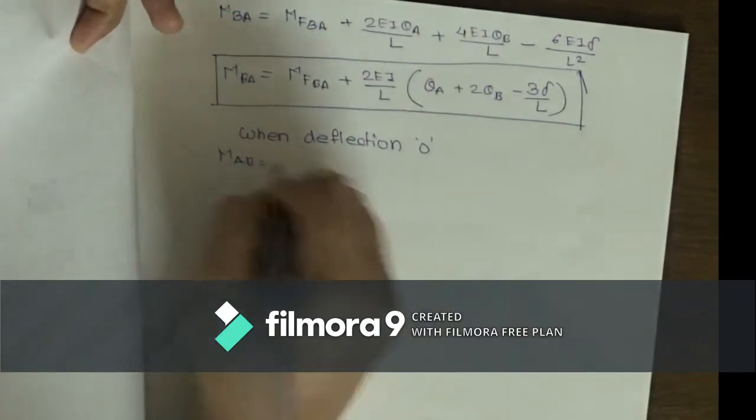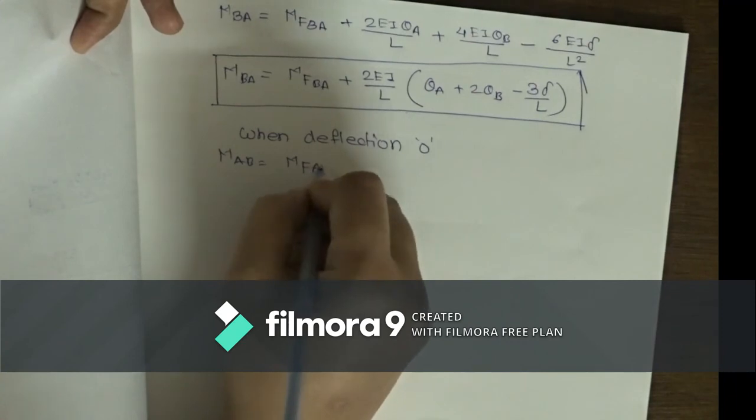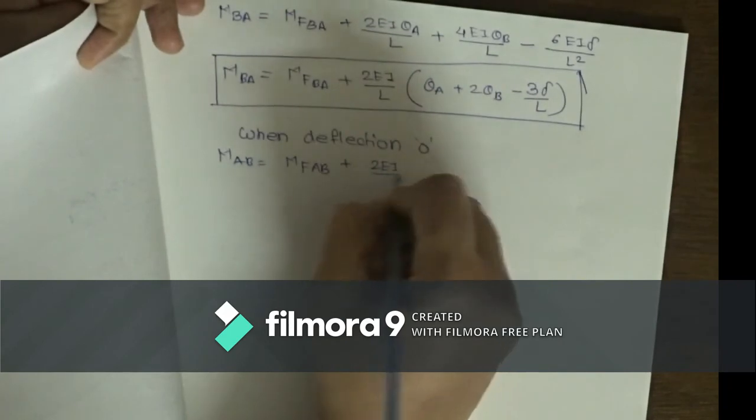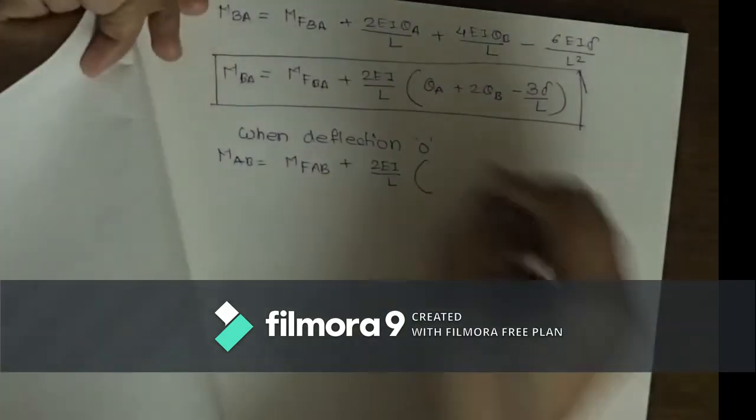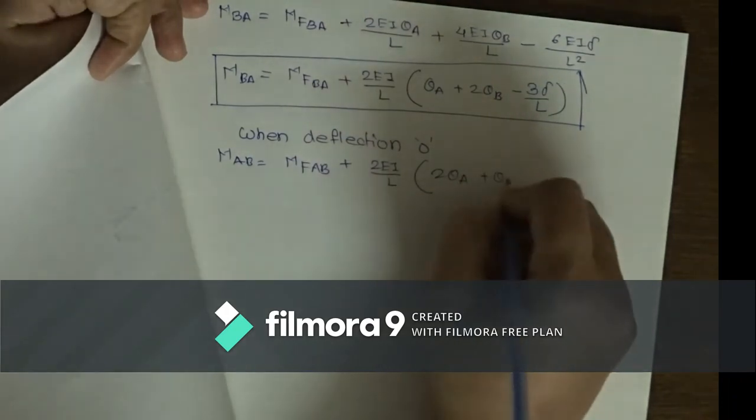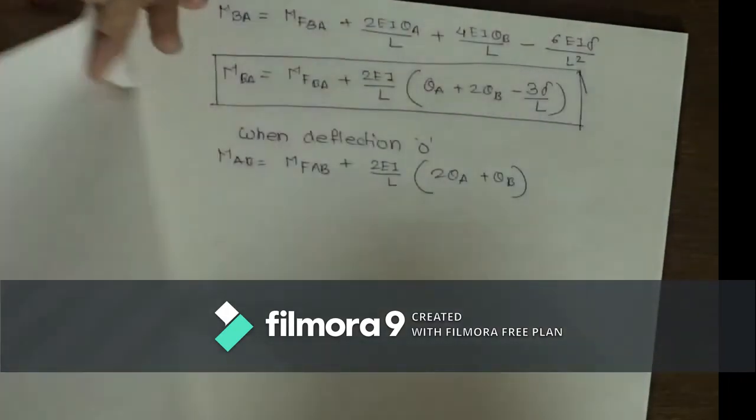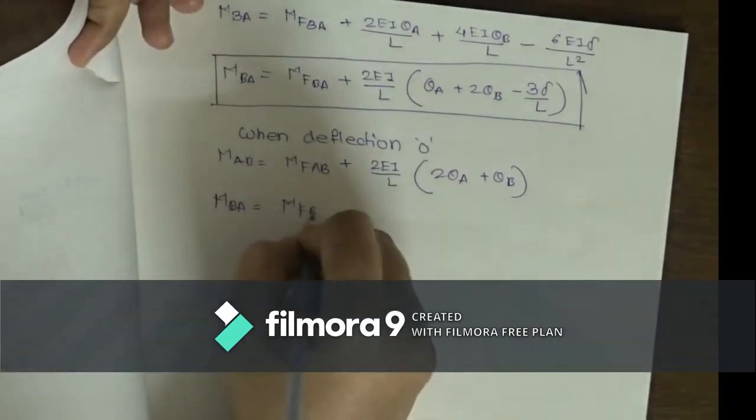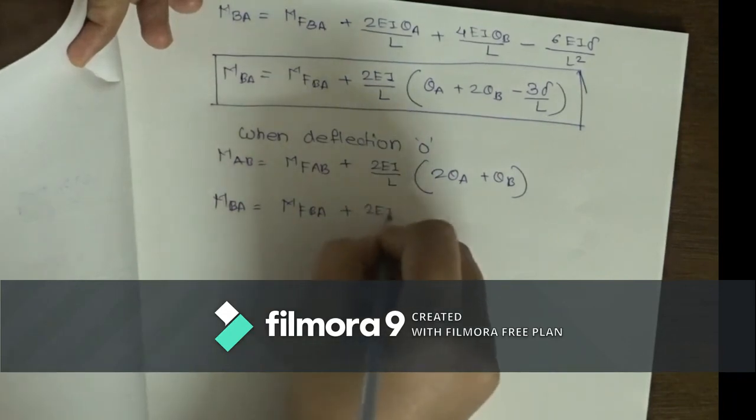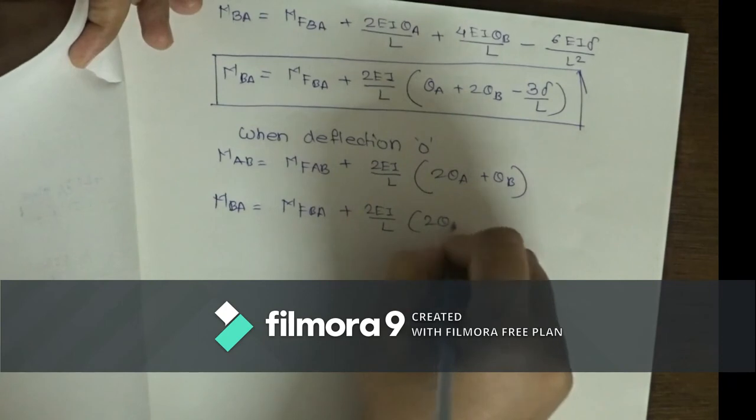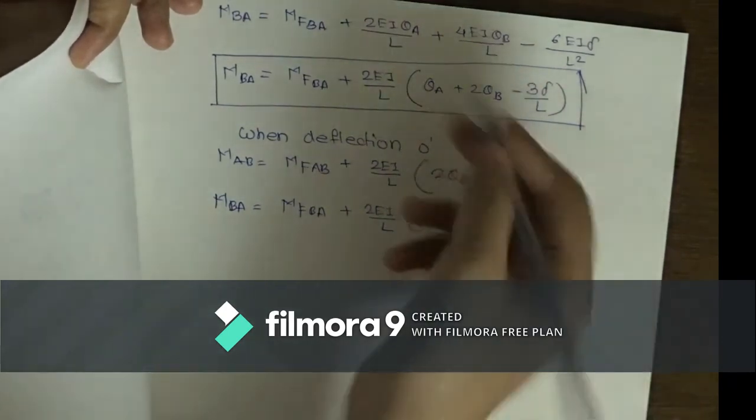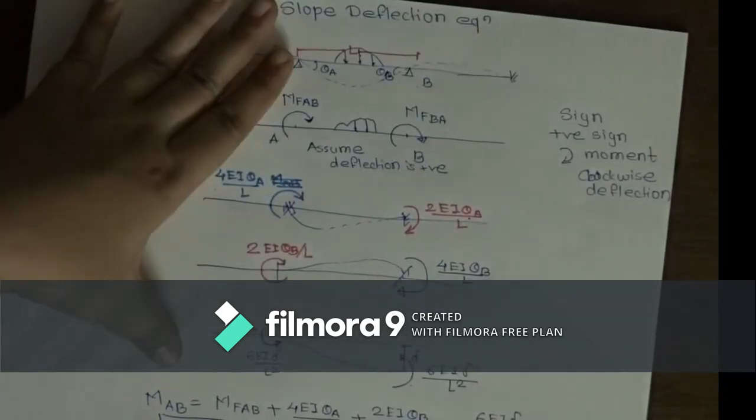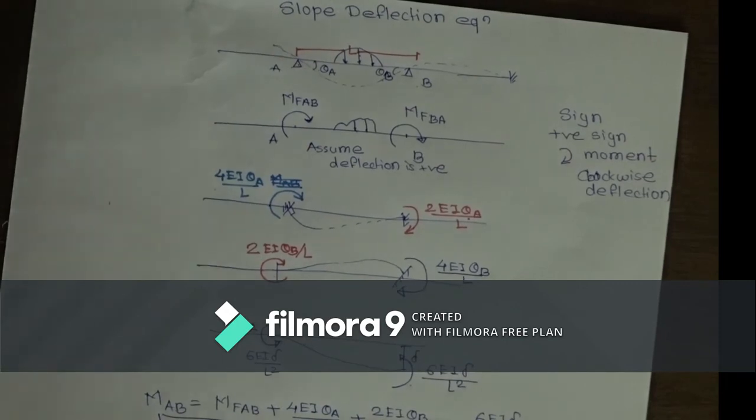So moment at AB is nothing but MFAB, that is the fixed end moment, plus 2 EI upon L, 2 theta A plus theta B, and the next term will become 0. And moment at BA is equal to MFBA plus 2 EI upon L, 2 theta B plus theta A, the third term will be 0. So these are the equations which will be applicable for any type of beam to find out the reactions on the beam.